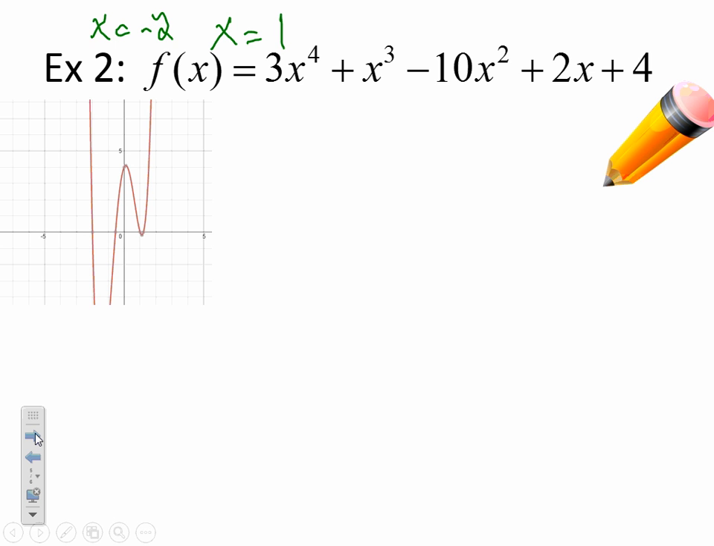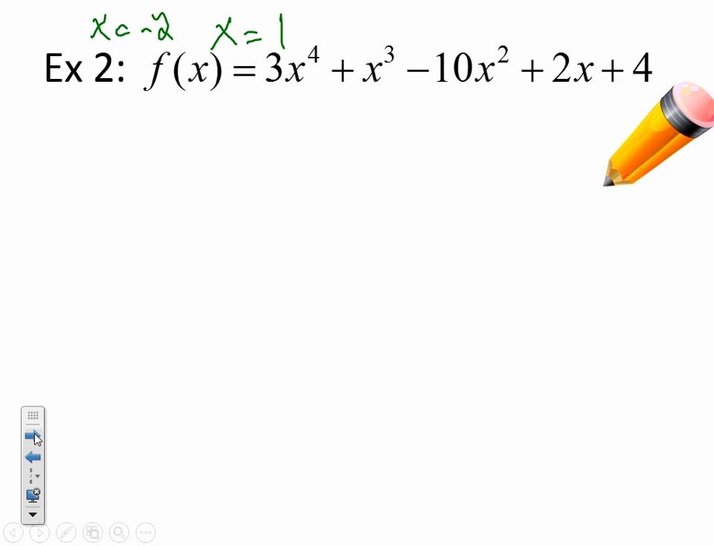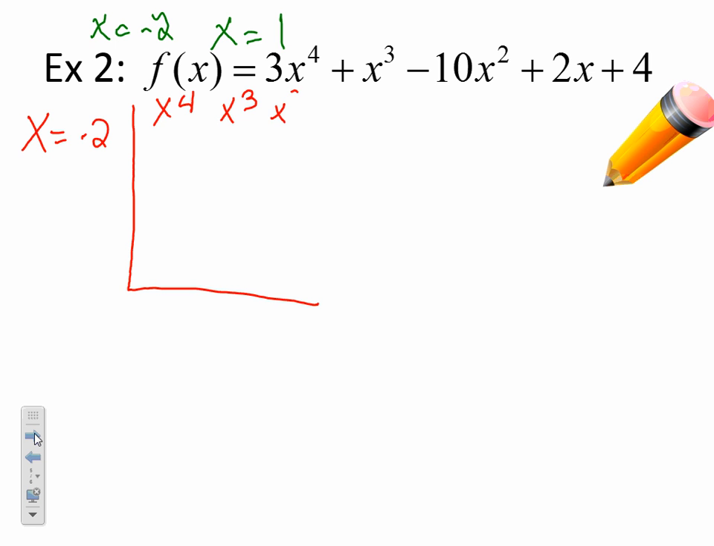Alright, I'm going to make a little bit more room. Here we go. We're going to plug this one in. I'm going to use x equals negative 2 for this first one. x equals negative 2. x to the fourth, x cubed, x squared, x, no x.